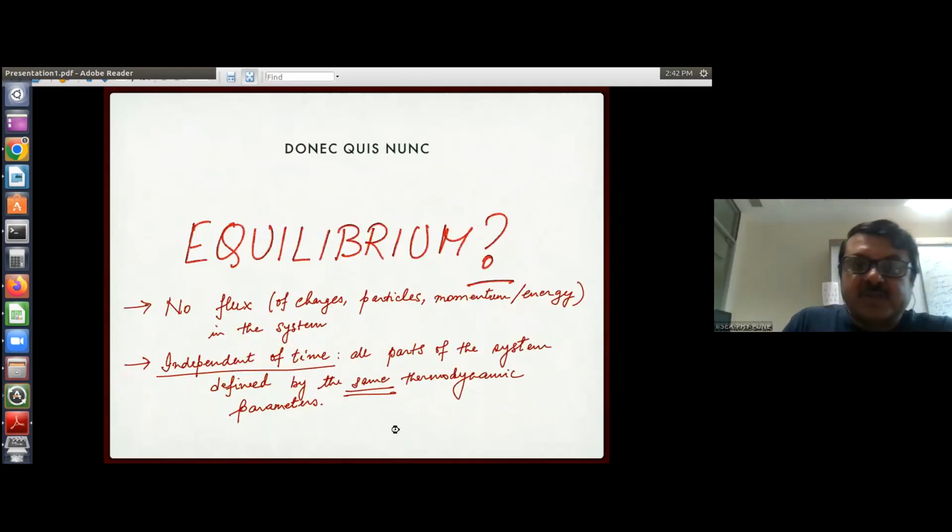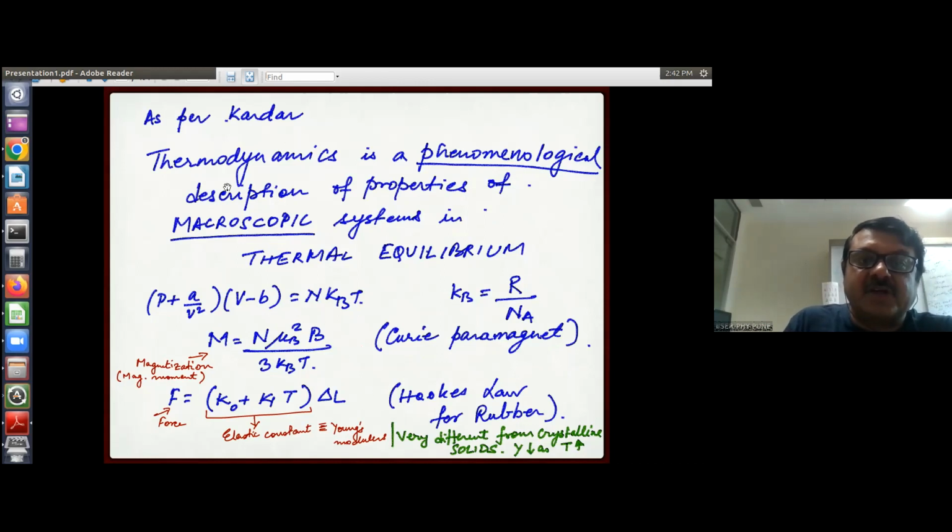Okay, so the next point is thermodynamics, the phenomenological description of properties of macroscopic systems in thermal equilibrium. Now let's focus on the meaning of the word thermal equilibrium.